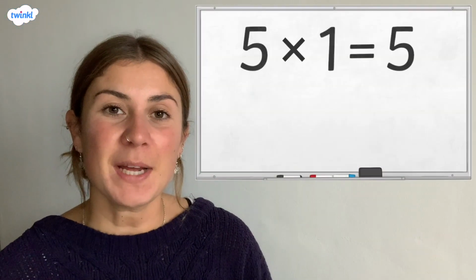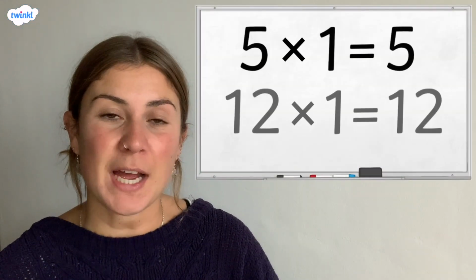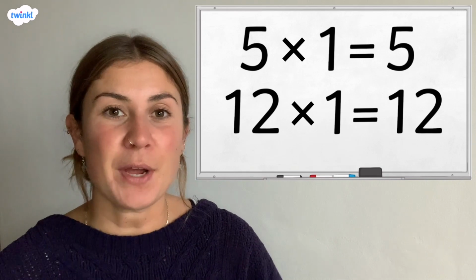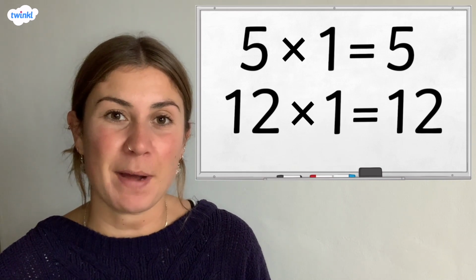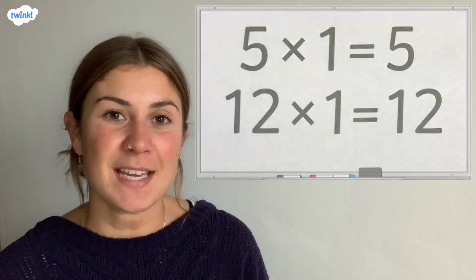So 5 times 1 equals 5, and 12 times 1 equals 12. What do you notice about the results of multiplying by 1? Can you complete the stem sentence?